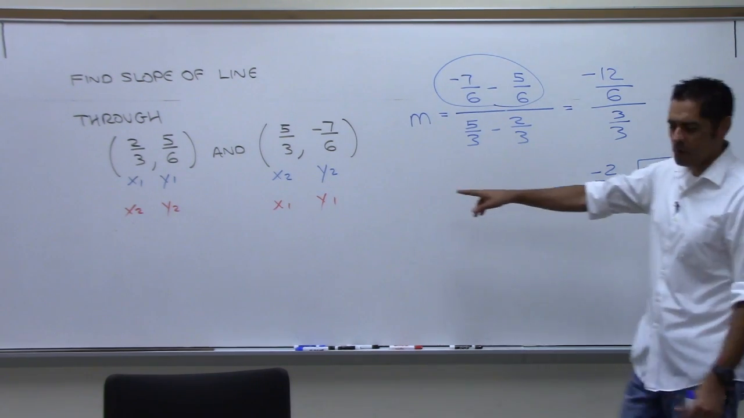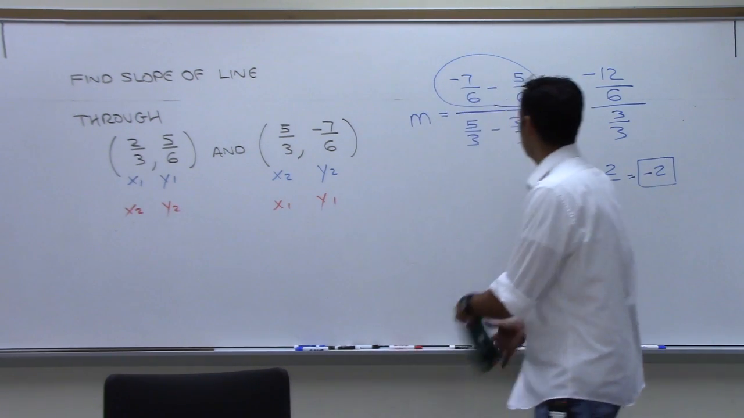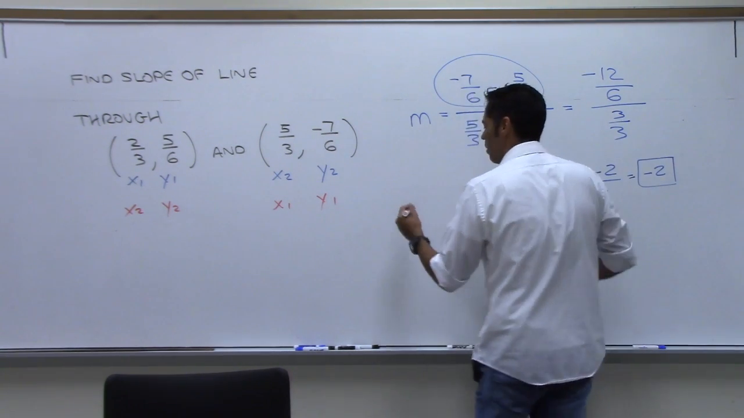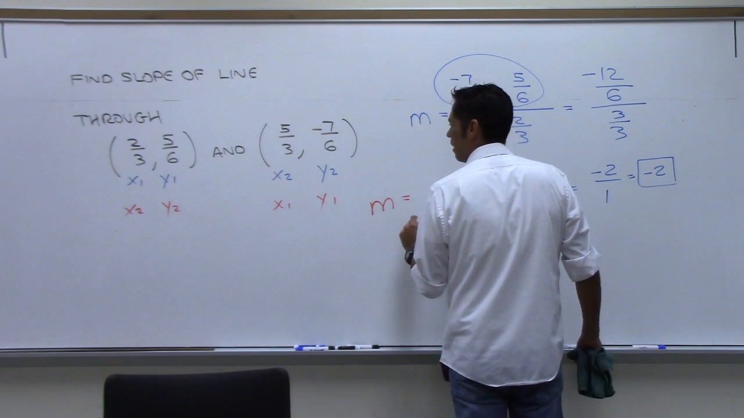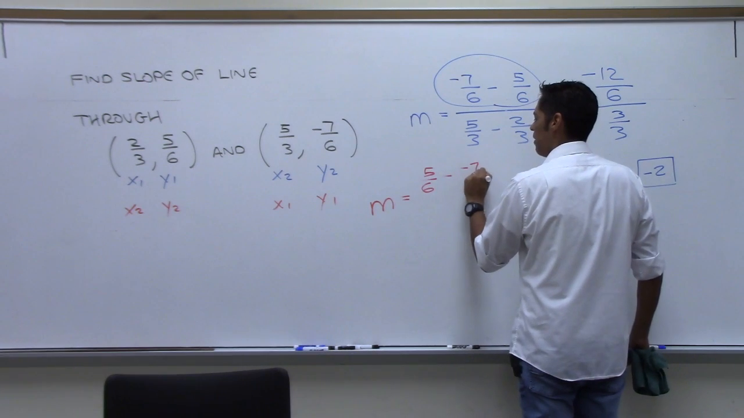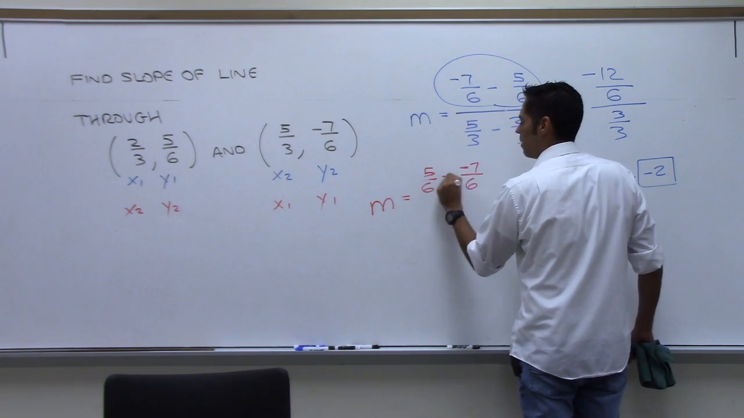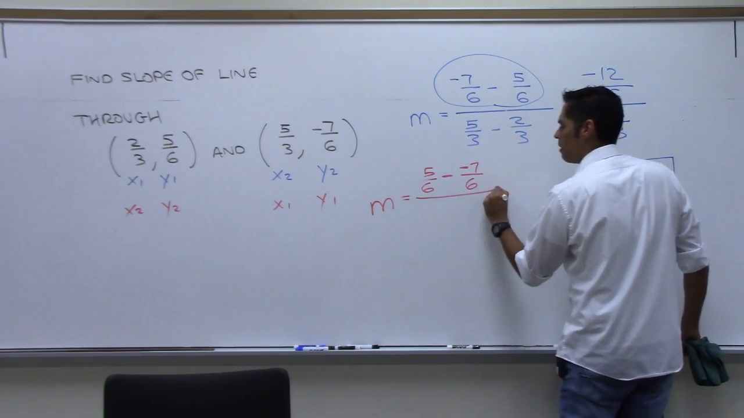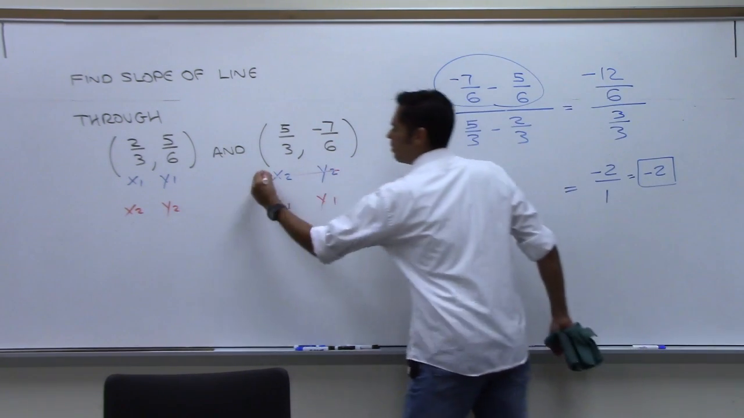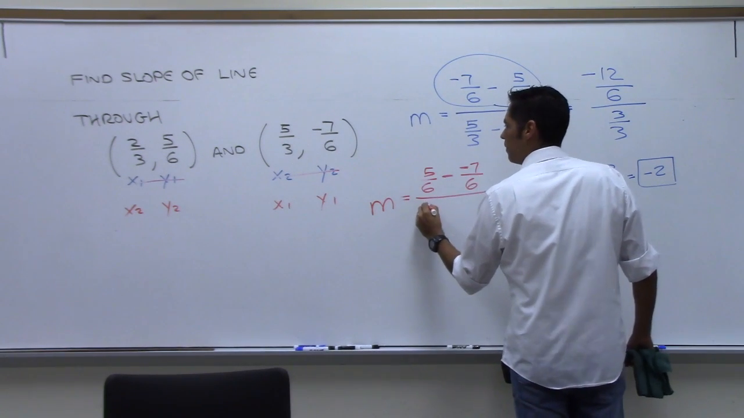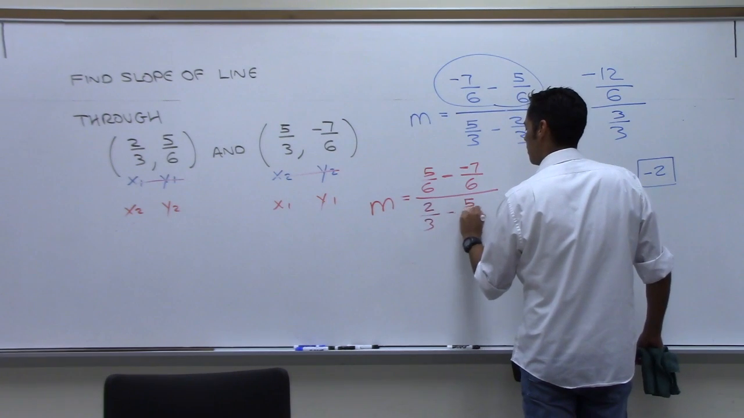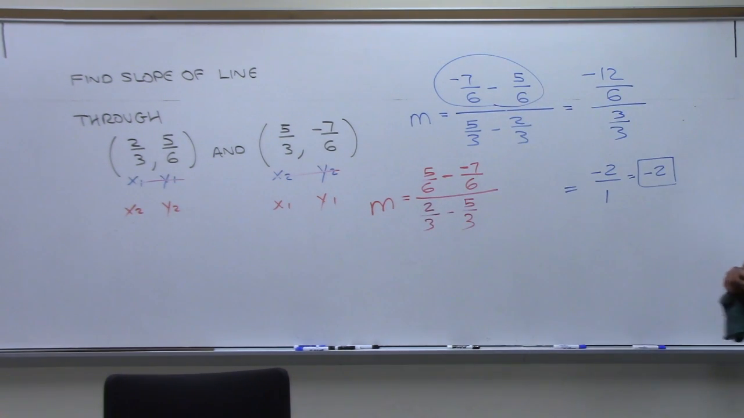But John Paul did the red one because he doesn't like to follow everyone. He wants to be different. Right, John Paul? Okay, so when John Paul does his, he does 5/6 minus -7/6. So we've got to be careful there with the minus negative, right? Over 2/3 minus 5/3. That's what John Paul does.